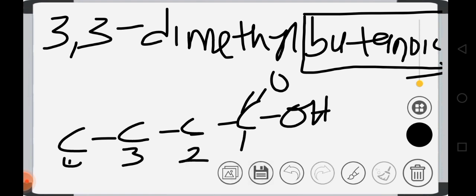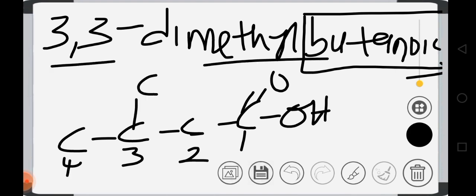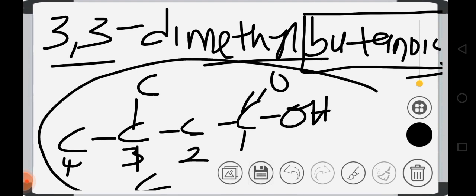So therefore, we have 3 for this methyl. You just put 1 methyl group here, and another methyl group here, on number 3. So this will be the structure of 3,3-dimethyl butanoic acid. So let's look at another, just the last one now. Look at this one.